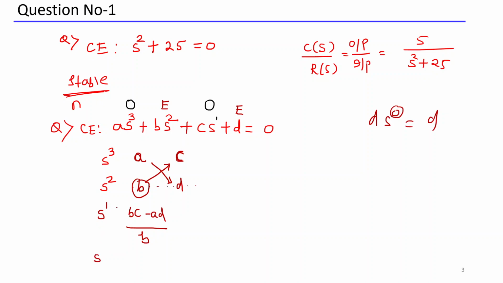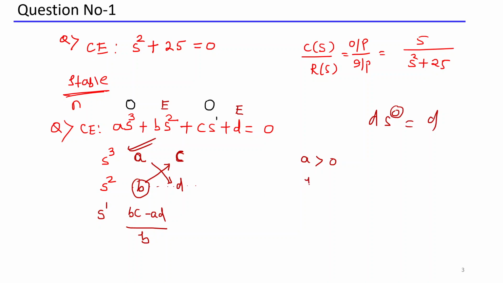Once s to the power 1 is over, tell me how to find the stability of the system. What is the definition using the RH criterion? In the first column, all the coefficients should be positive. So what is the first column element of s cube? a. a should be greater than or equal to 0. This is according to the definition of the RH criterion, I am not saying.